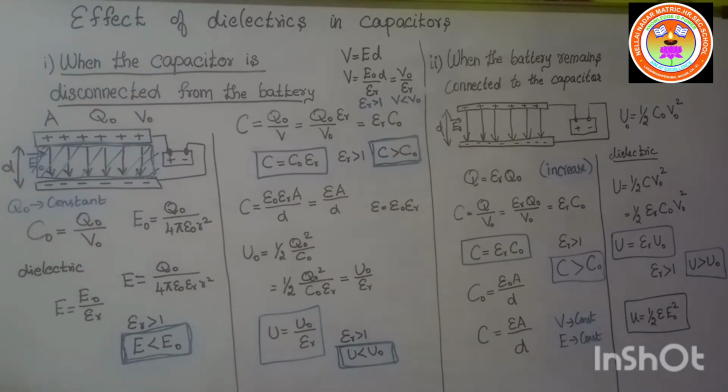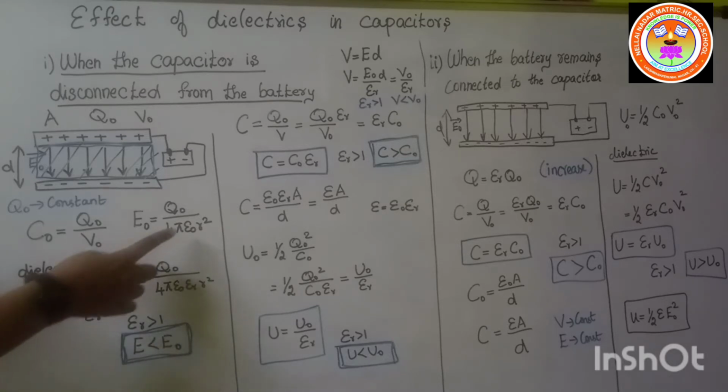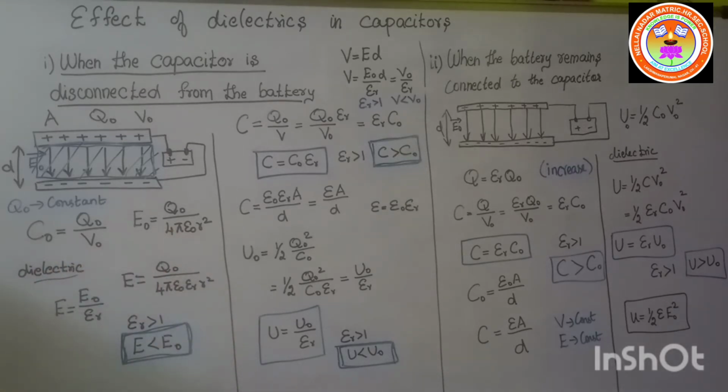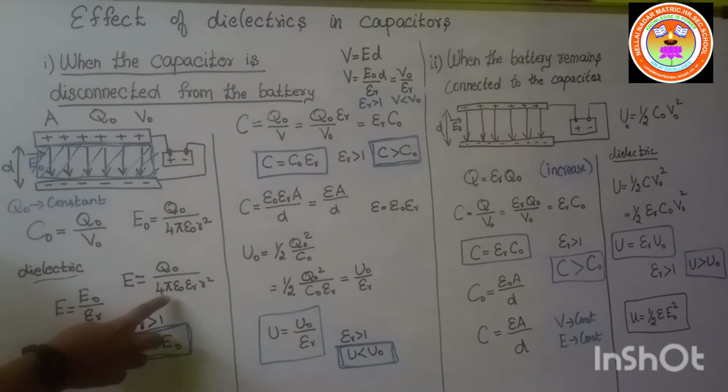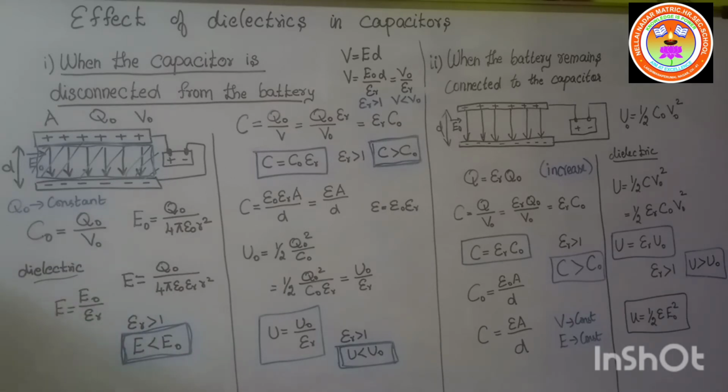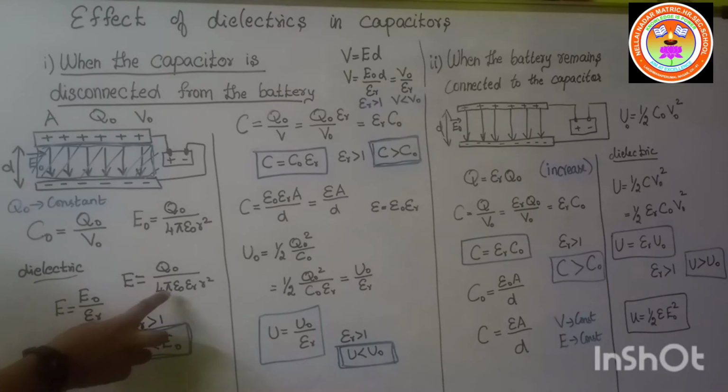If I introduce the dielectric medium, for air the value of epsilon r is 1, so in this equation there is no epsilon r term. For any other medium, children, the value of epsilon r is greater than 1. So in this equation we can write epsilon r in addition to epsilon naught, and I will get E is equal to Q naught divided by 4 pi epsilon naught epsilon r into R square.